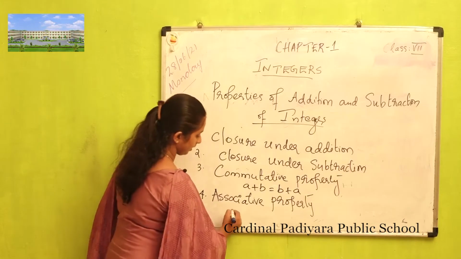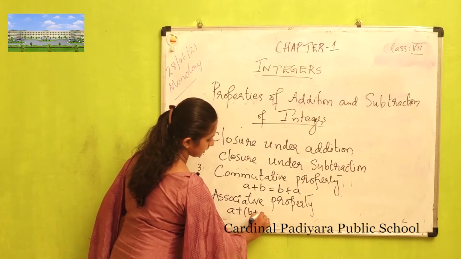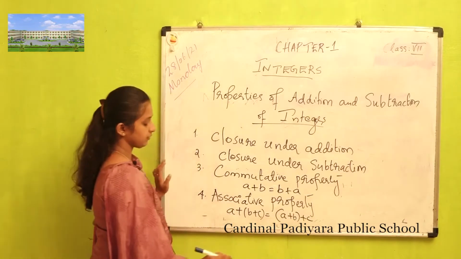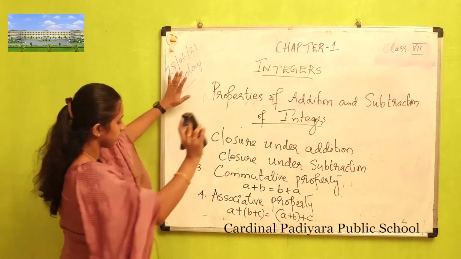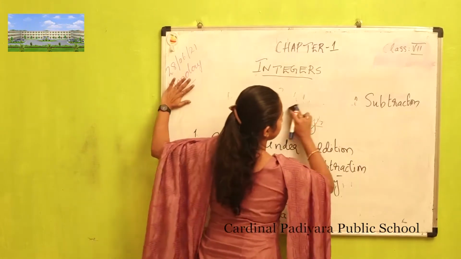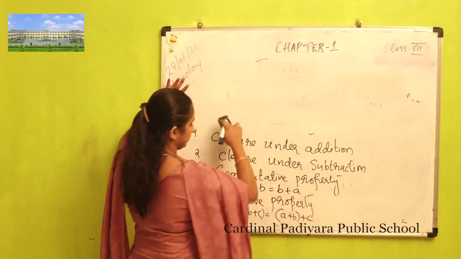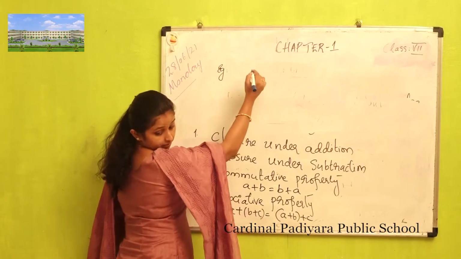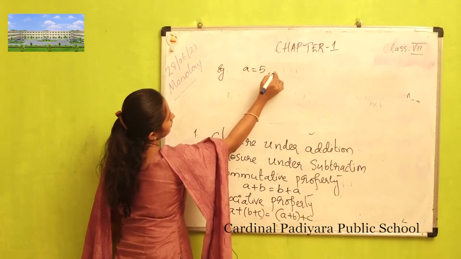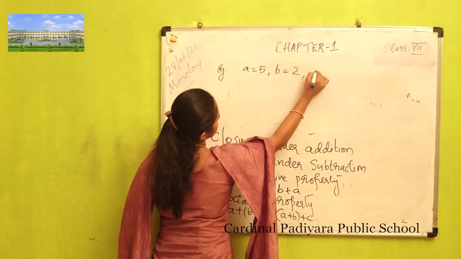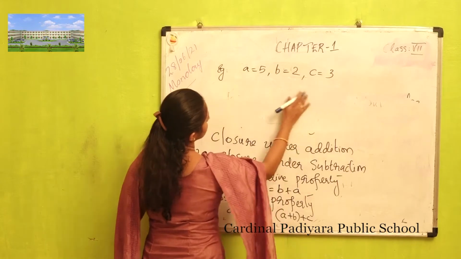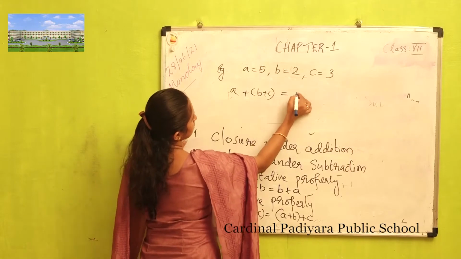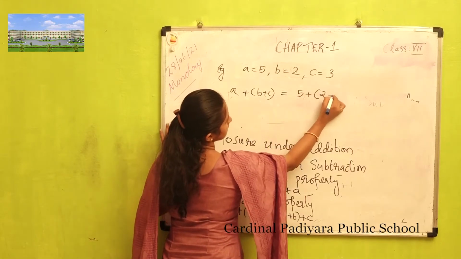(a + b) + c is equal to a + (b + c). This is the fourth property, the associative property. I will write the example here. Let a is equal to 5, b is equal to 2, c is equal to 3. So, (a + b) + c is equal to (5 + 2) + 3.